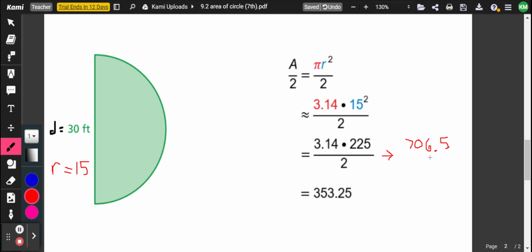And then again, remember, at the end, we have to divide by 2 because we're dealing with half a circle. So we're cutting this number in half. So when we cut 706.5 in half, we get 353.25. And we're dealing with feet, so it's going to be feet squared. 353.25 feet squared.